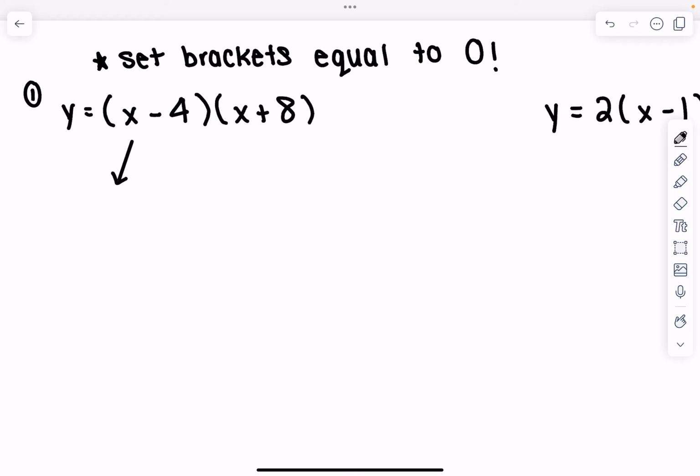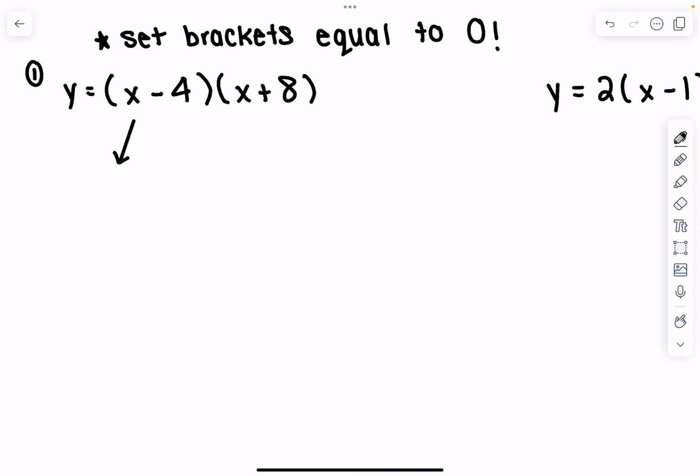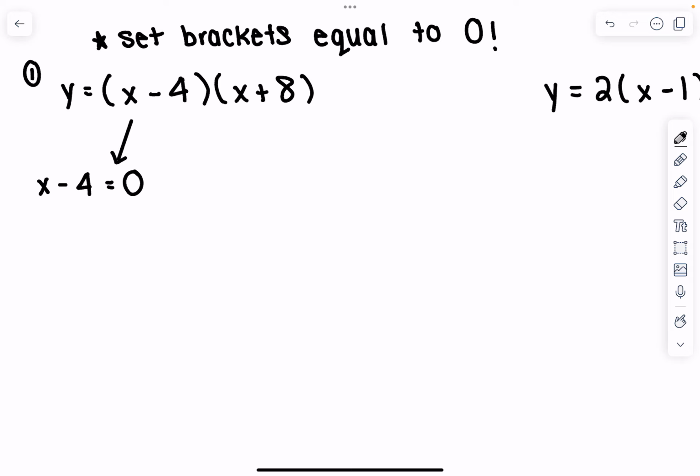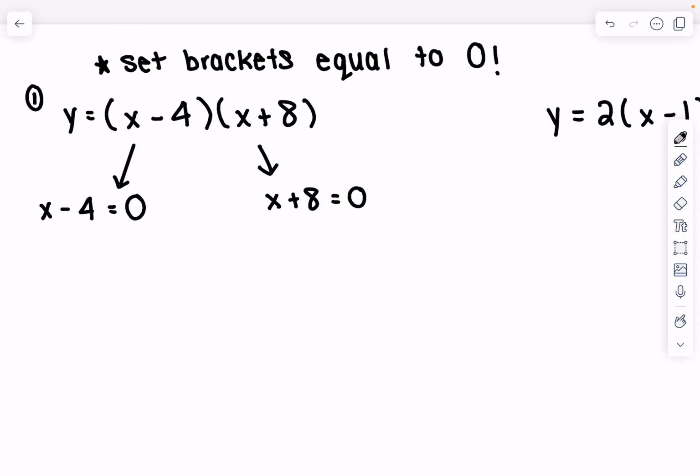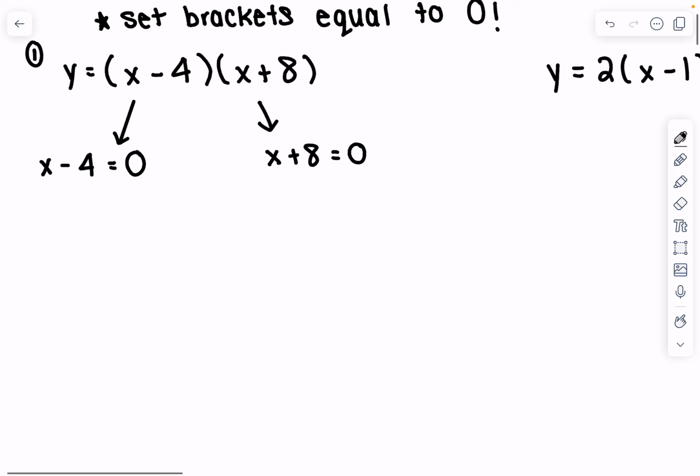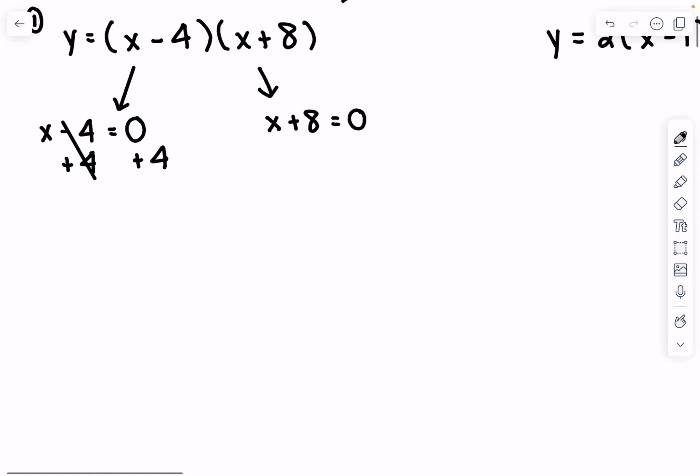For number 1 here, y equals x minus 4, x plus 8, you just simply take the bracket, set it equal to 0, and same thing on the right-hand side. If it's easier for you to think, just flip the sign on the number, you could do that. It will always have x isolated, just like this. Picture it as a one-step equation. So you have x minus 4 equals 0. If you want to get x by itself, you're going to do opposite operations of adding 4 to both sides. Okay, algebra that you would have explored the last couple of years.